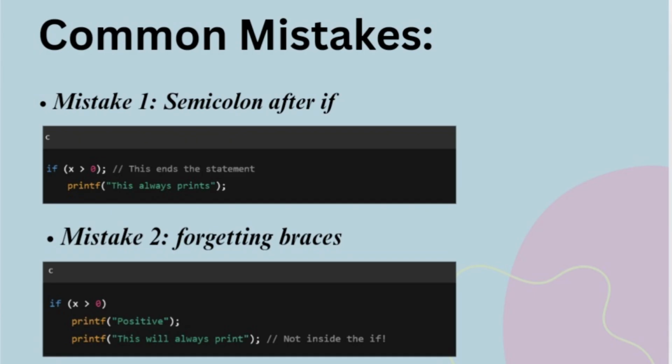Common mistake number 1: placing a semicolon right after the if condition. Take a look at this code. That semicolon ends the if statement immediately. So what happens next? The line below, the print statement, runs no matter what, even if x is not greater than 0. Why? Because the if doesn't actually control that line. It's already been terminated by the semicolon.